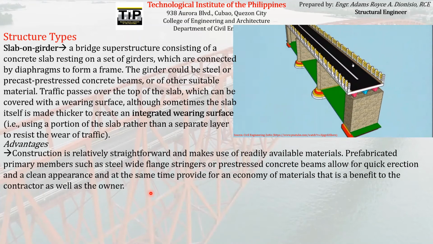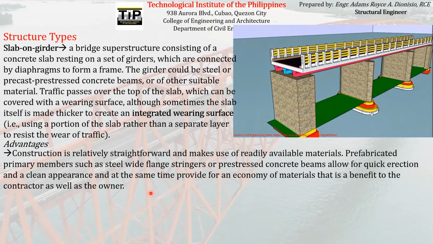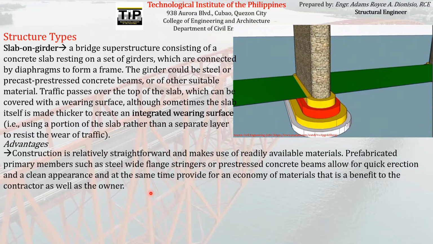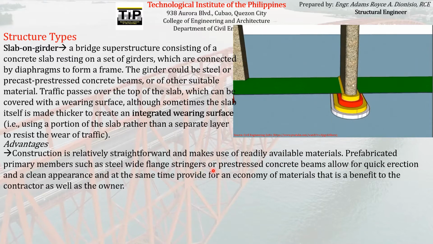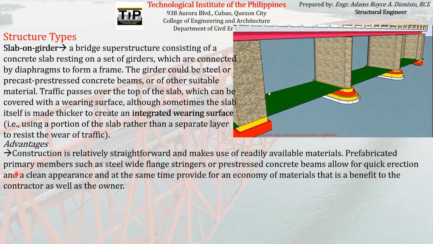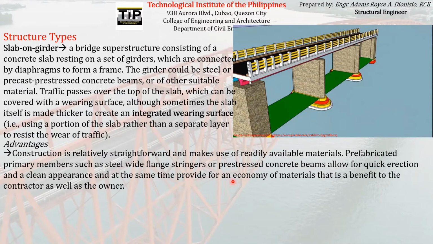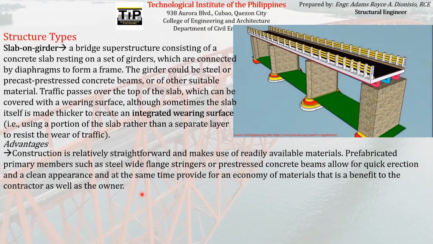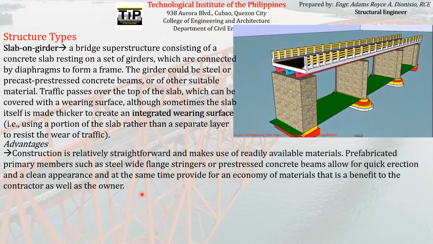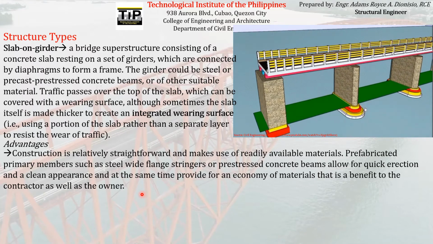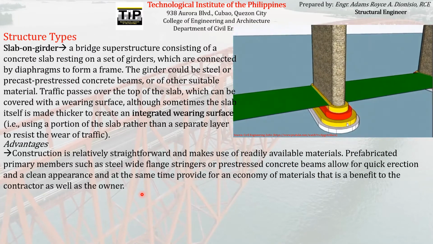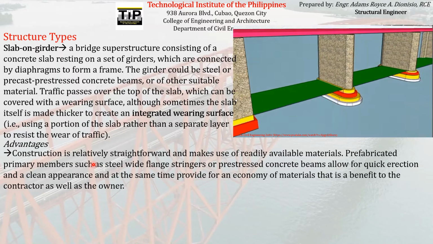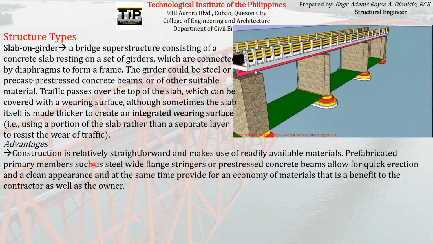Another advantage is that construction is relatively straightforward and makes use of readily available materials. Prefabricated primary members such as steel wide flange stringers or pre-stressed concrete beams allow for quick erection and a clean appearance, and at the same time provide for an economy of materials that is a benefit to the contractor as well as the owner. So this is again another advantage of using a slab on girder type of bridge structure. It's simply because its construction is relatively straightforward. Its construction is somewhat easy to do.